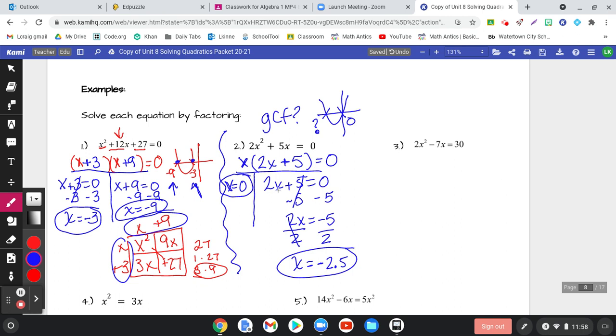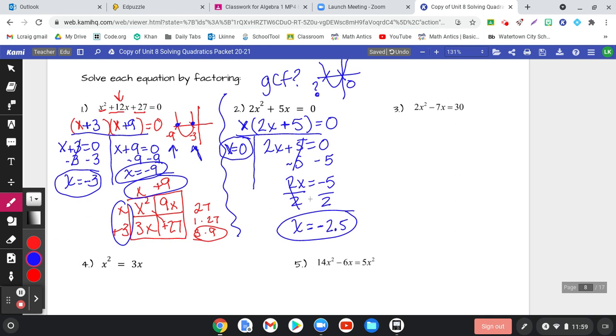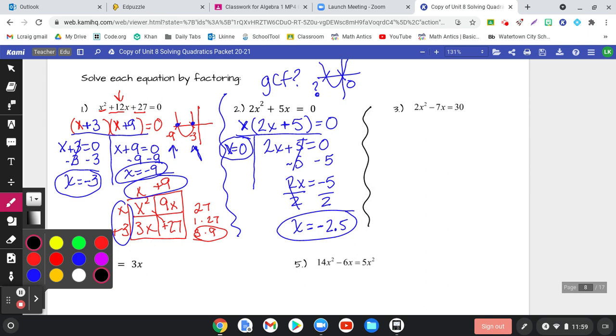All right. But again, if you use the quadratic formula, which we'll talk about tomorrow, you'll see this, that you can get the correct answer by using the same method every time.